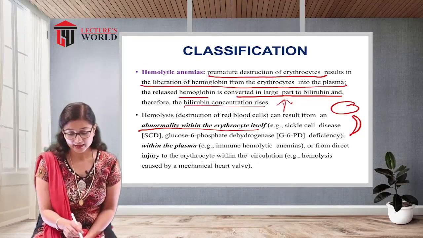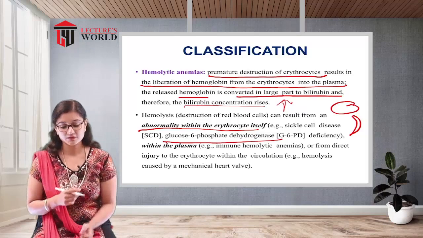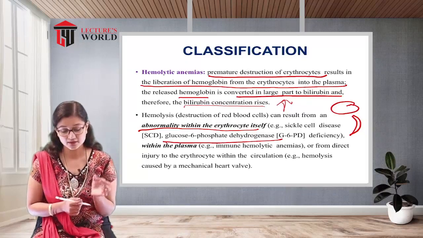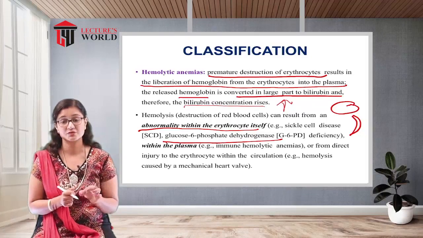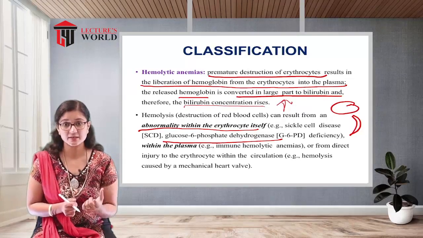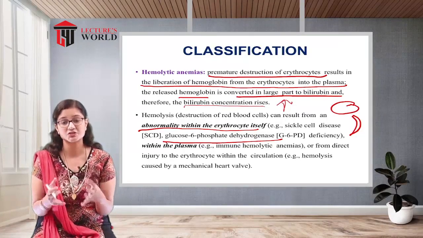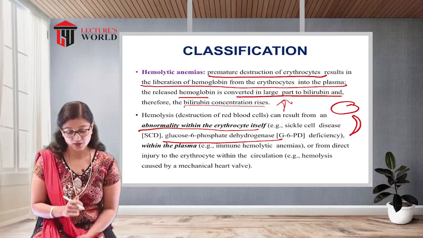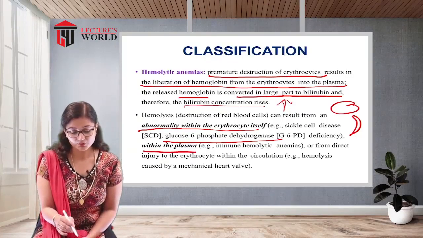Okay, next is deficiencies. If there is a deficiency of G6PD, that is glucose 6 phosphate dehydrogenase, which is nothing but an enzyme, then it can lead to destruction of RBCs. Okay, next is some problem within the plasma.